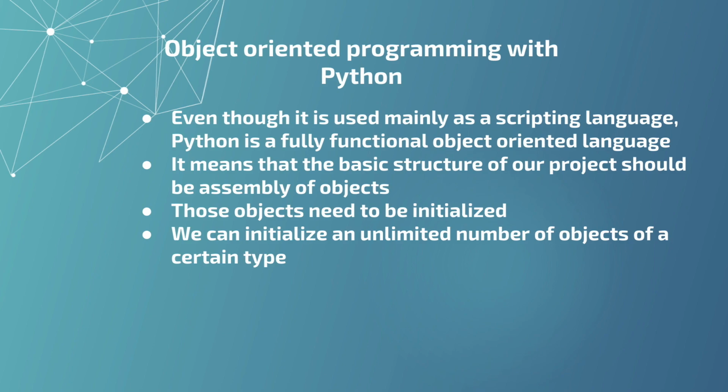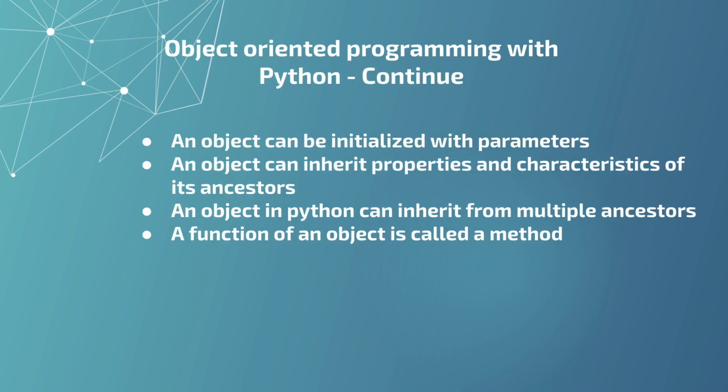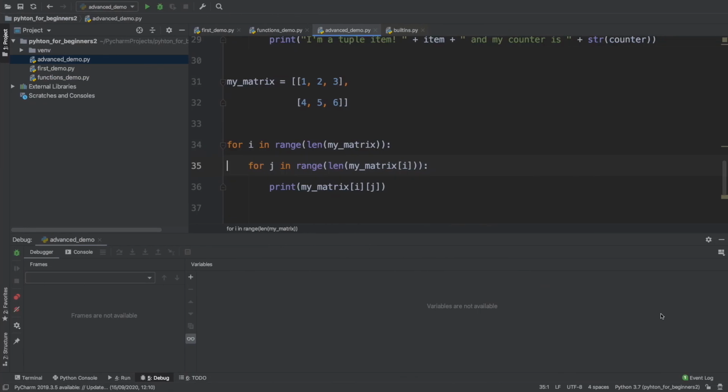It means that the basic structure of our project should be assembly of objects. Objects are special blueprints that need to be initialized first. I know that in this course we haven't provided a sufficient background for object-oriented programming, so in this section we're just trying to demonstrate and give you an example of how Python looks as an object-oriented language. One of the best advantages of object-oriented programming is that we can initialize an unlimited number of objects of a certain type. Let's try it out.